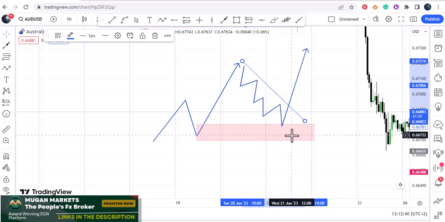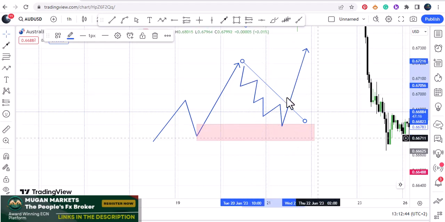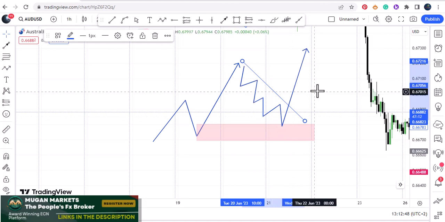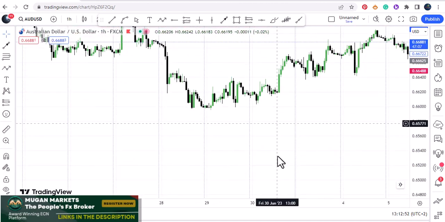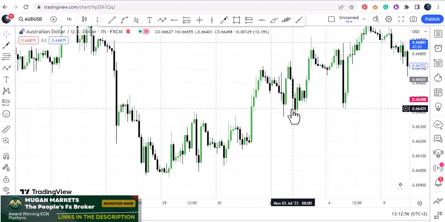So this is your demand zone, and this is how price should move back to the demand zone in consolidation form, and this is how price should move away if you are correct, or if you identified the correct demand zone at any given time. So remember, when you are looking at this, this is what you are looking for.